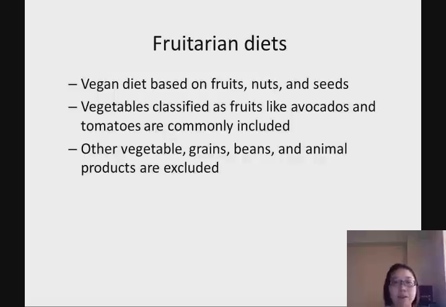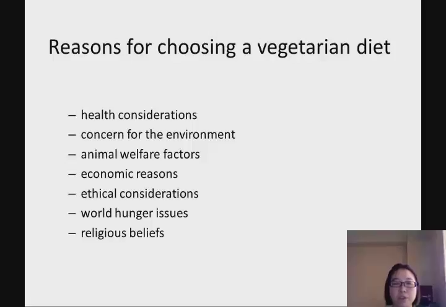Okay, so other vegetables, grains, and beans can be used, but animal products are excluded. So this is one diet that we consider a vegetarian diet. So why do people like to become vegetarian? Some people do it for health considerations. Usually, consuming veggies, fruits, and nuts gives you healthy fats. They don't have that much saturated fat. That's why it can lower the risk of cardiovascular disease.